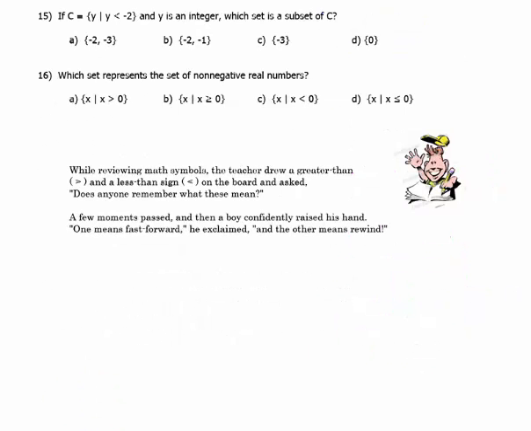If C is equal to {y such that y is less than -2 and y is an integer}, which set would be a subset of C? Yes, that is number 3, choice C. And which set represents the set of non-negative real numbers? Non-negative would be choice B. 0 is not negative. We didn't say it was positive, we just said it wasn't negative. And then we end our day with a little comic on greater than and less than symbols.